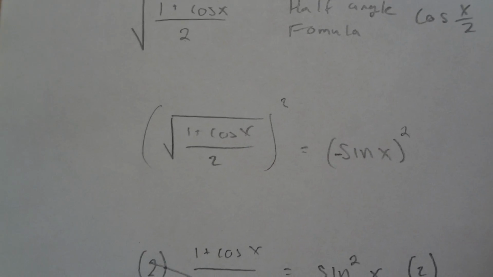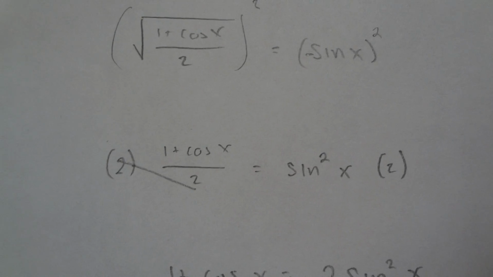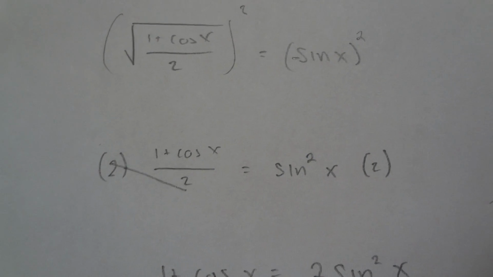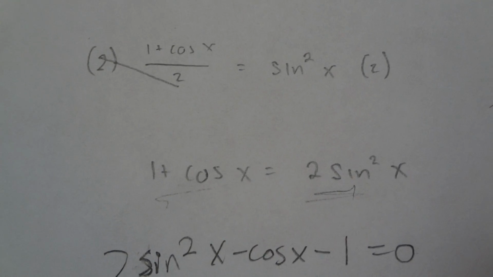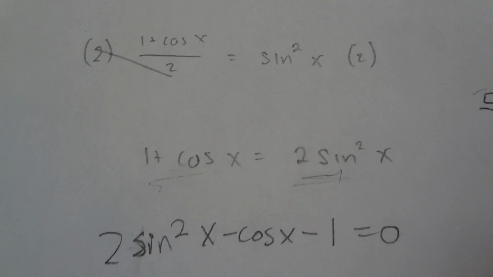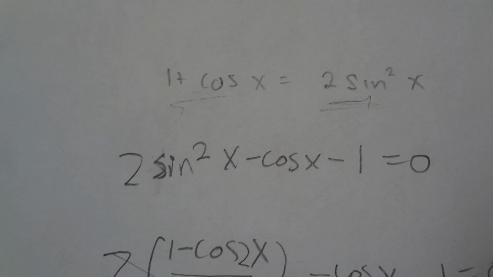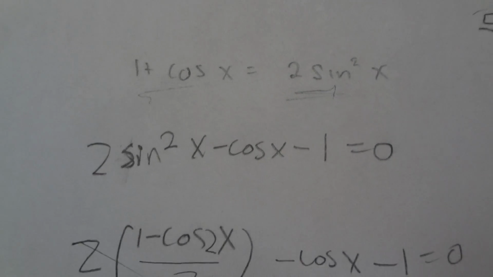Square both sides to get rid of the square root. Then we get 1 plus cosine of x divided by 2 is equal to sine squared of x. Multiply both sides by 2 to get rid of the denominator on the left side. Then we're left with 1 plus cosine of x equal to 2 sine squared of x. Subtract the 1 plus cosine of x over, and we get 2 sine squared of x minus cosine of x minus 1 is equal to 0.